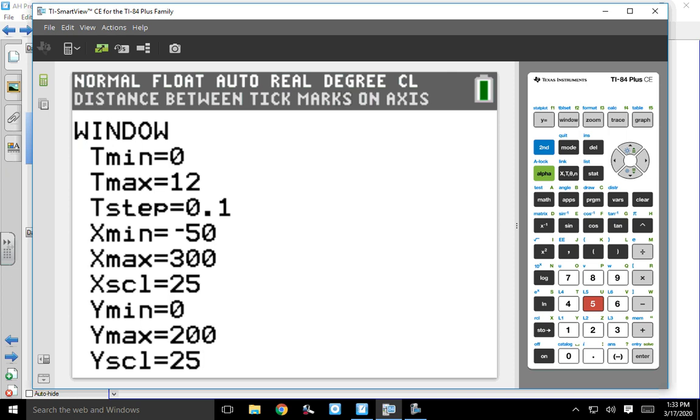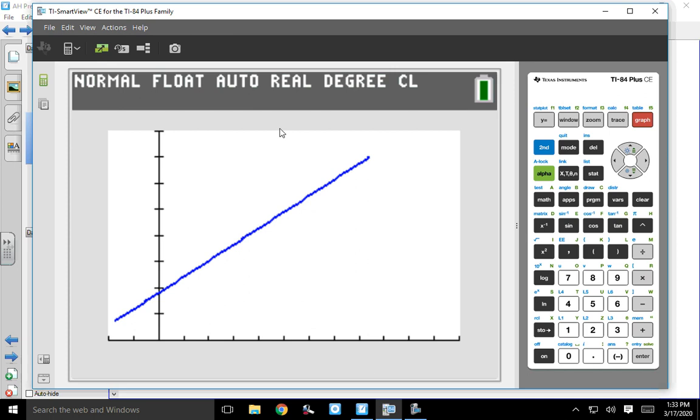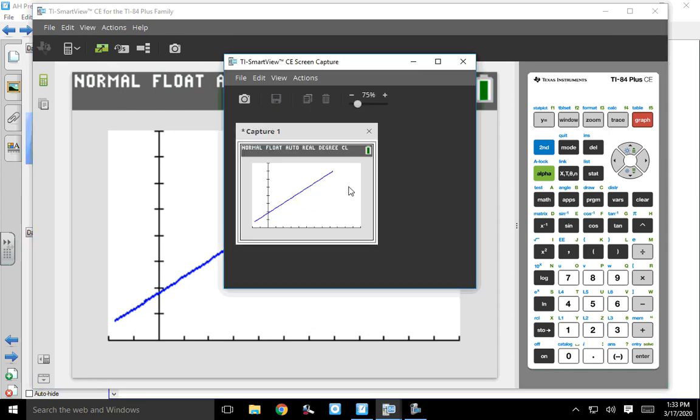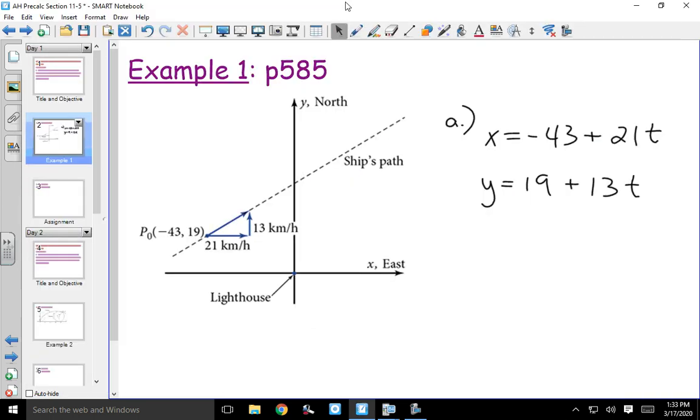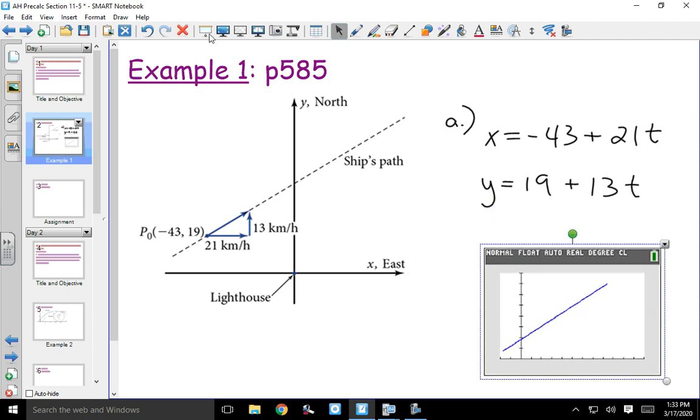So there's my window. Let's go ahead and graph this, and hopefully we can see the path of this ship. There we go. We can see the starting point all the way over on the left side of our screen, and I can see its ending point. I guess I went a little further to the right with my window than I needed to, but that's all right. I get to see a good sketch of what this looks like. Let me grab a picture of that, and we'll paste that in here. That's our sketch. That's part B of this, actually, and we'll label it that way here.